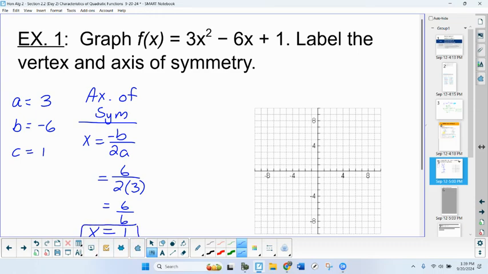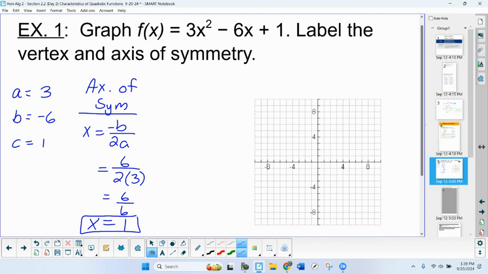Yes, you have to have x equals. The equation of the axis of symmetry, that's a vertical line. So this crosses the x-axis at 1. Questions so far?